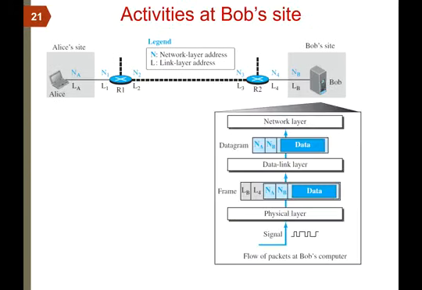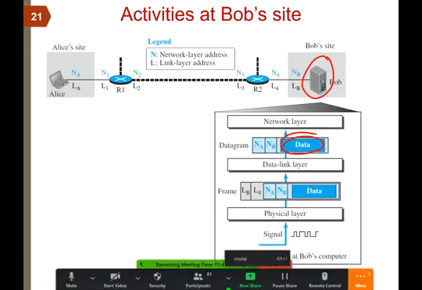And then at Bob, you decapsulate the packet and get your original data that Alice sent. This is the process of ARP.